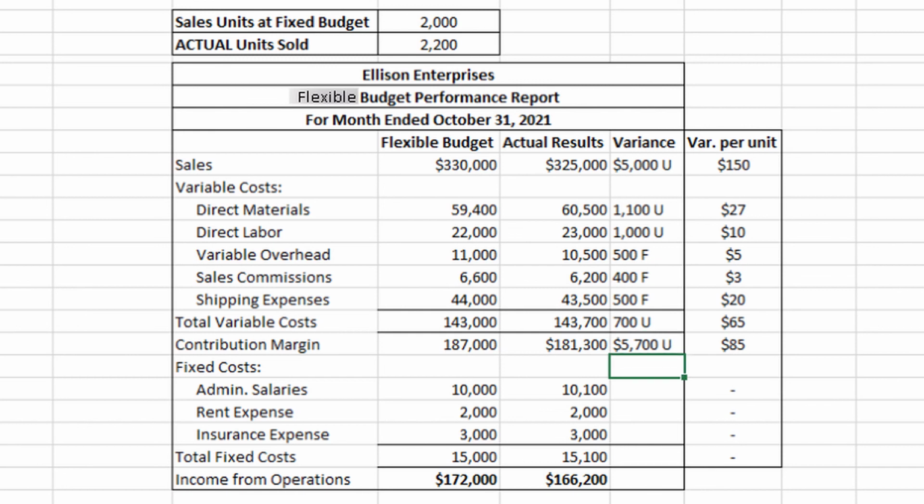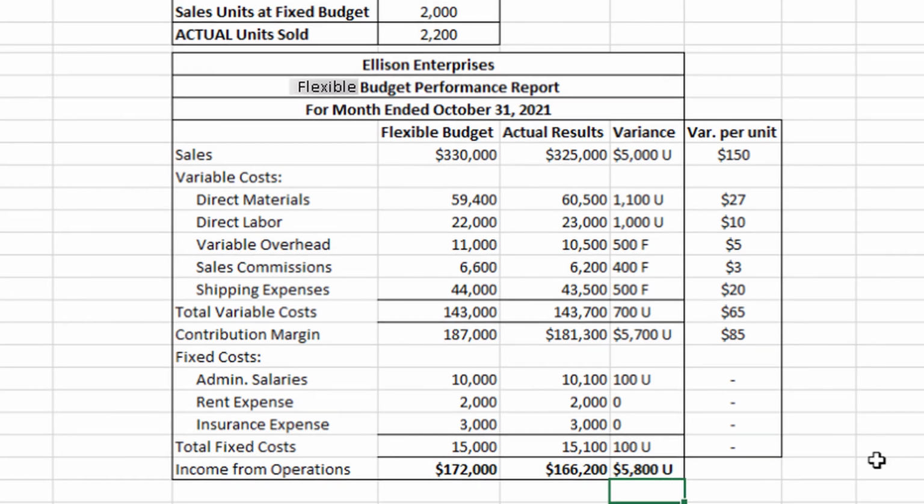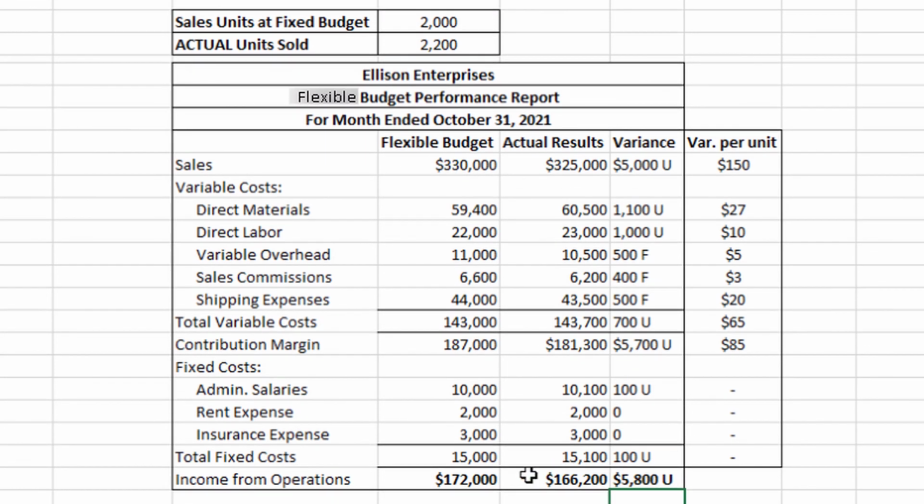The only fixed cost with a variance is the administrative salaries. The actual costs exceed the budget. The other two fixed costs do not have any variances, making for a total fixed cost variance of $100, which is unfavorable. Finally, the income from operations is lower than budgeted by $5,800, which is an unfavorable result. Our flexible budget had us making more income than we actually did, so not meeting the income goal is an unfavorable result. Alright, that completes our flexible budget.